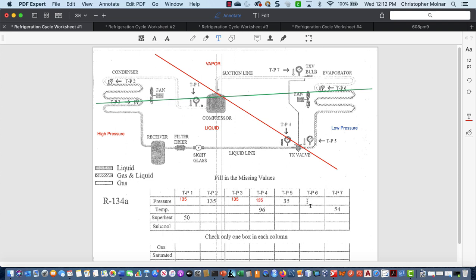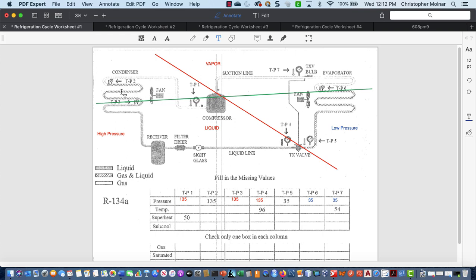Now, if I come over here, and I'm just going to change font color just to make this easier to get. If I come over here, I'm being told TP5 has a pressure of 35. That means that TP6 and TP7 will still have a pressure of 35, because the pressure remains the same no matter where you put your gauges.